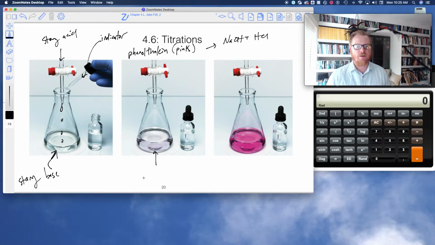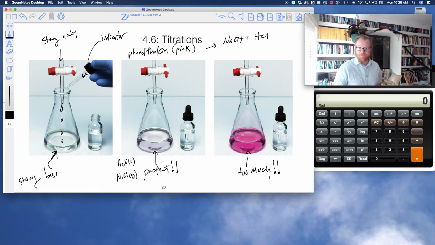So this would be perfect. Just this ever so slight pink color for specifically this phenolphthalein would tell us that we have made H2O liquid and NaCl aqueous, so we've titrated out all the H plus and OH minus. This, too much, so we passed it up, okay? So this perfect condition right here that I'm showing you, this is called our end point, where the indicator has changed color.